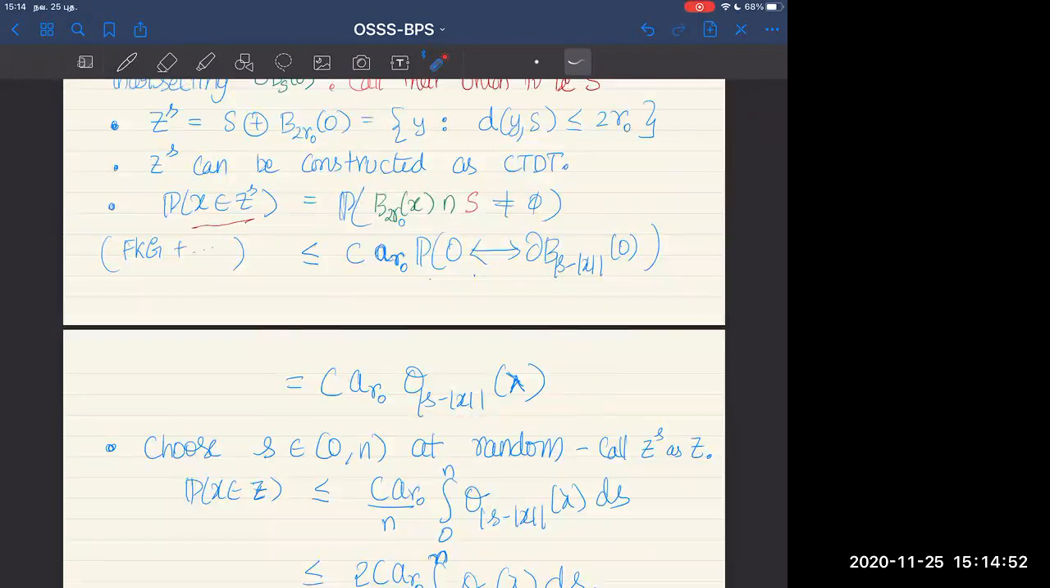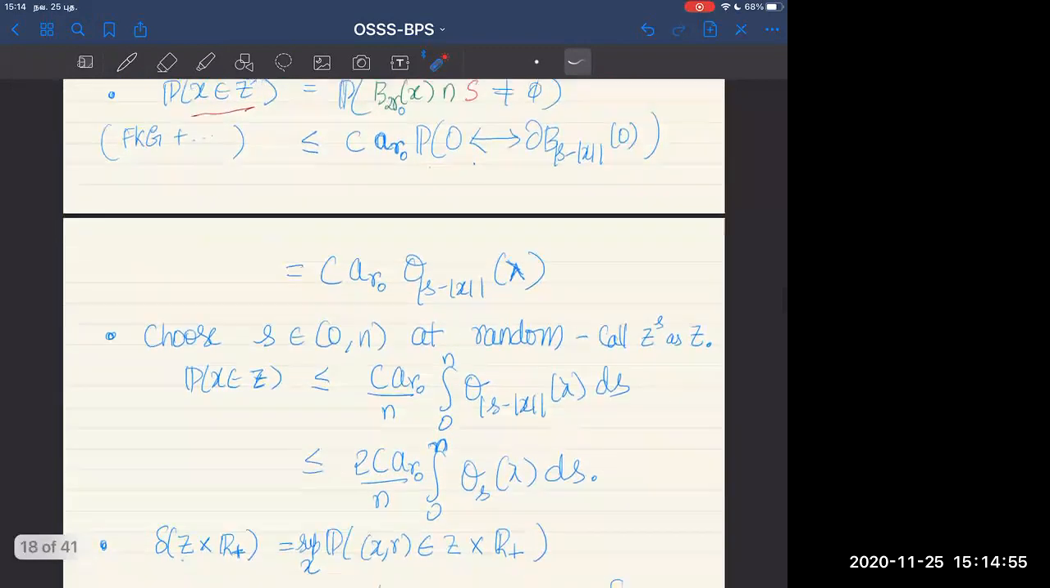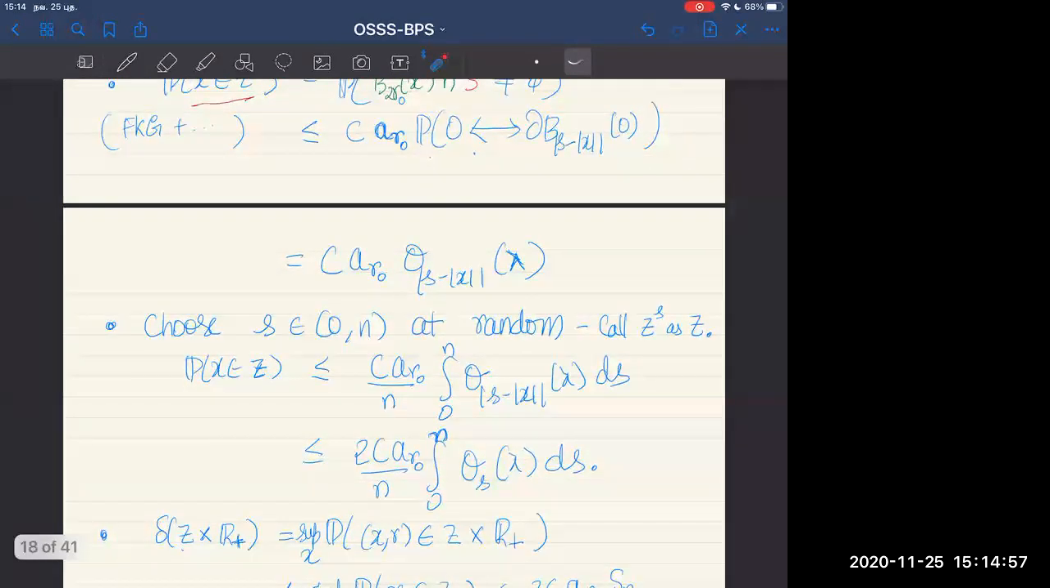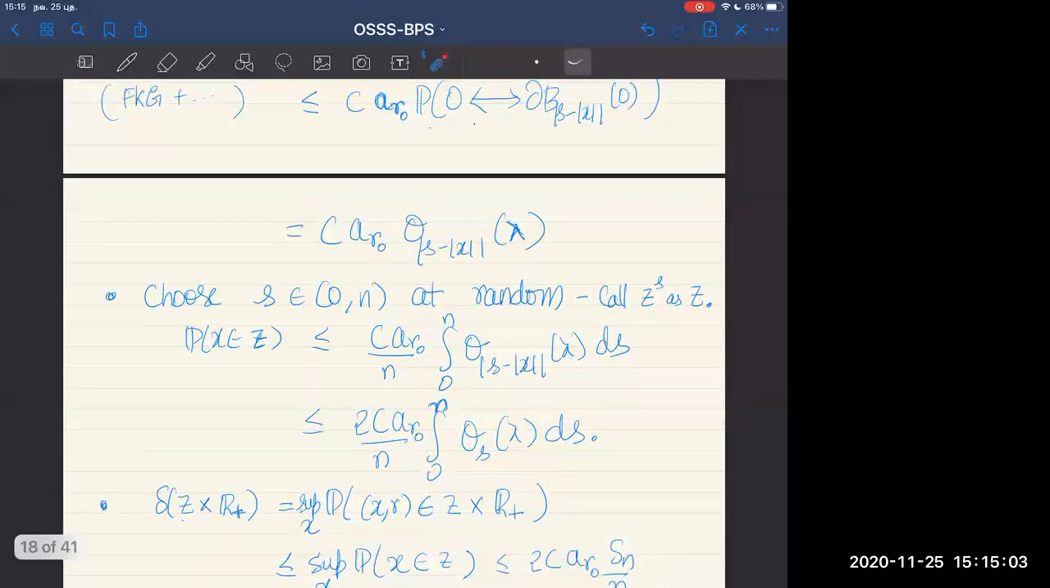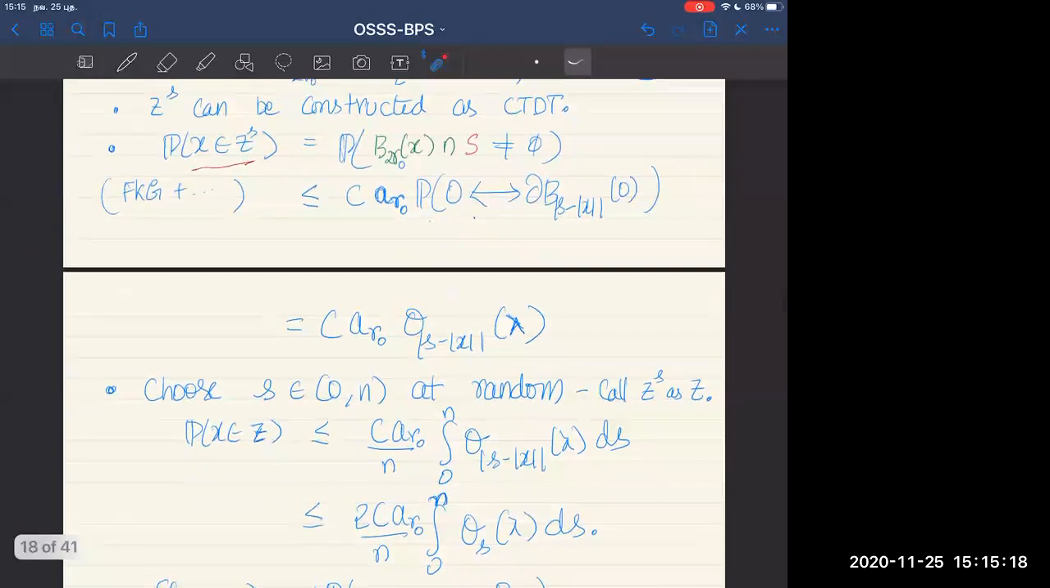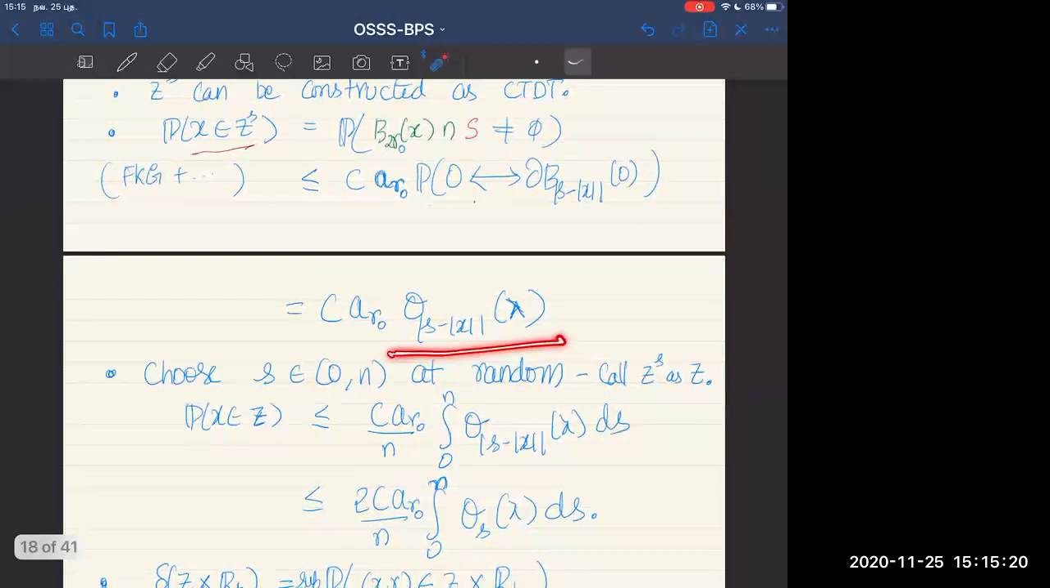This is still not good enough for me, because it does not decay fast. Now here is the very cool trick. Choose an S in 0 to n at random and call Z to be ZS. Deterministically, for a fixed S, this is the bound. Now choose S at random and take a stopping set based on this ZS.